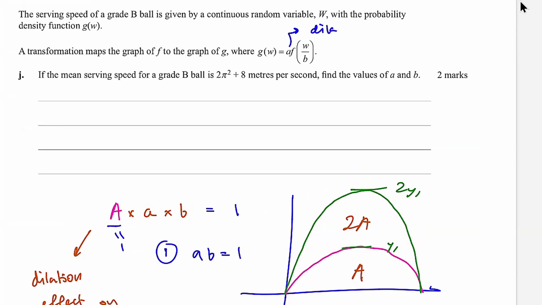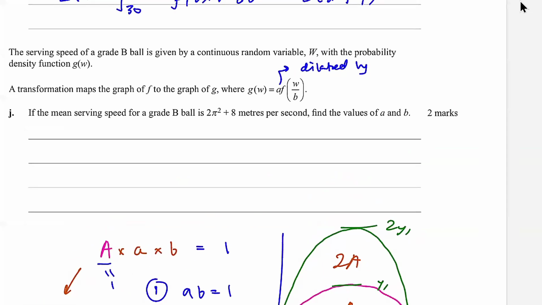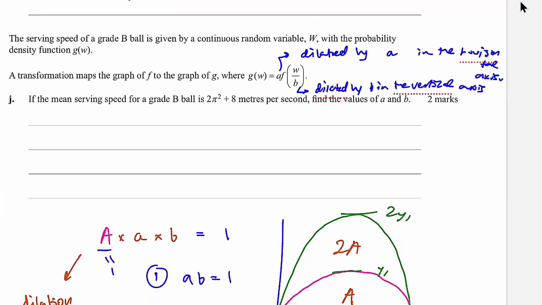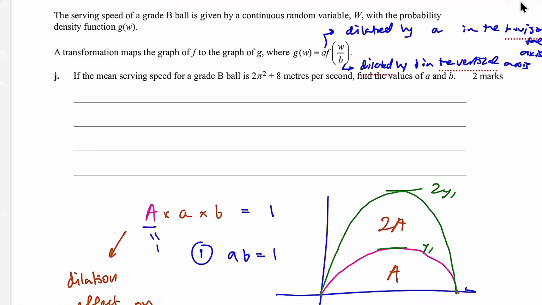And from here, we can see that we've been dilated by a factor of a in the horizontal axis, and we've also dilated by b in the vertical axis. So what I'm doing is taking, is it like to integrate g of w from 30b to b times 3 pi plus 30? Because the bounds get dilated as well. When we integrate you get 1. That works as well.